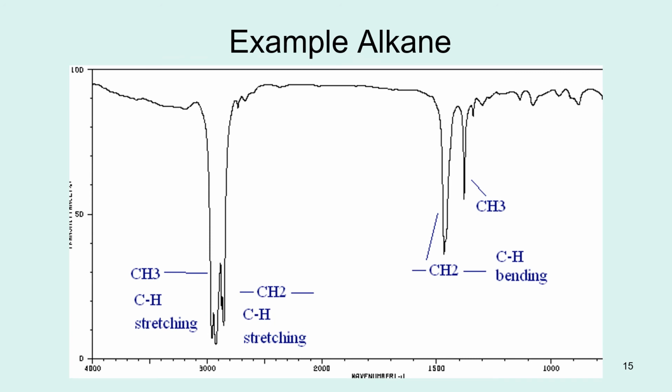And then this is an example of an alkane. So you're not going to see anything above 3,000. Everything's right here around 2,800 to 3,000. Those are all the sp3 hybridized CH stretches. And then we're going to see CH bending and CC bending down in this region. This is the CC stretching and then the CH bending.